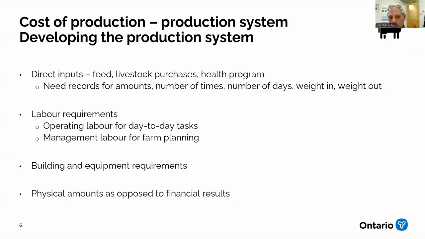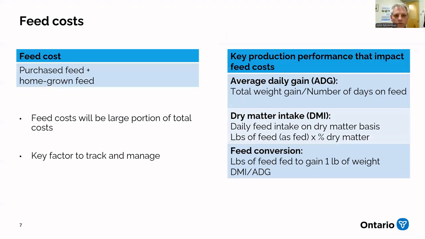So it is more about the physical amounts, production factors first, and then applying those input costs and getting to that cost of production. So it does need good production records in addition to the financial records. Especially on feed, you need those production numbers, the amounts fed and days on feed, to be able to come up with some of those production systems. And feed costs will then be a big component. It is a big component of any livestock operation.